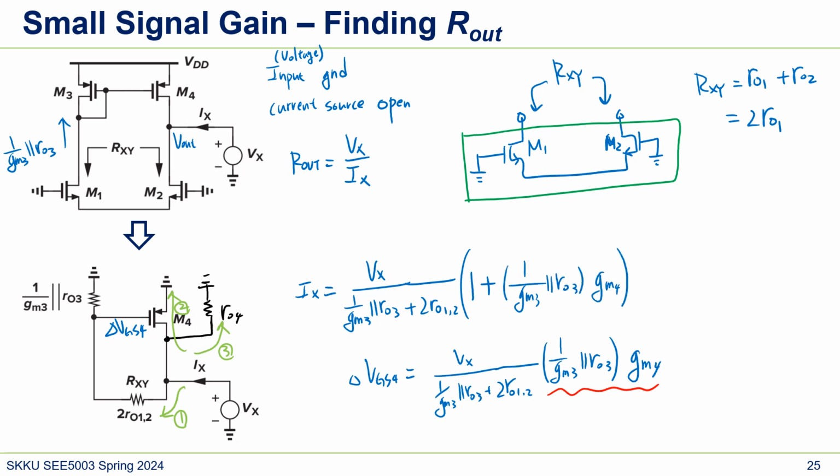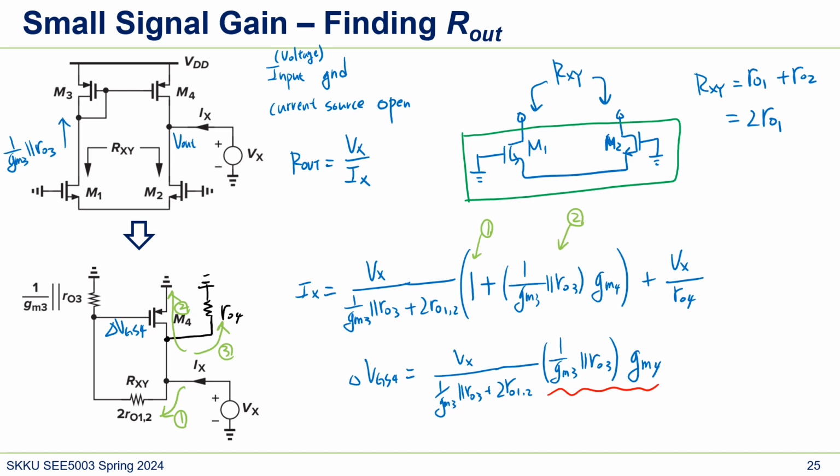So this corresponds to the number 1 current, and then this corresponds to the number 2 current. And then we need the number 3 current, right? And that's very simple, which is Vx over RO4.